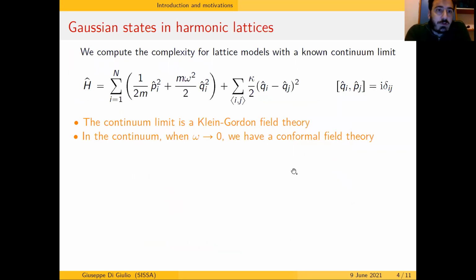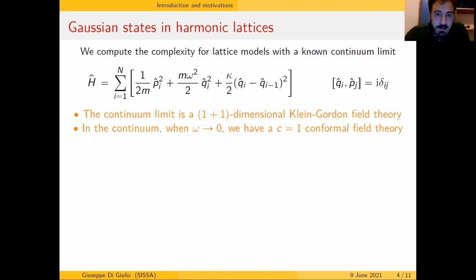So the way we are going to approach this task is to compute the complexity for a lattice model with a known and understood continuum limit. For this reason, we consider the harmonic lattice characterized by this Hamiltonian on a d-dimensional lattice. And we chose this model because the continuum limit of it is a Klein-Gordon field theory that in the continuum, when ω goes to 0, is a conformal field theory. And in particular, in 1+1 dimensions, we have that this conformal field theory has central charge c equal 1.